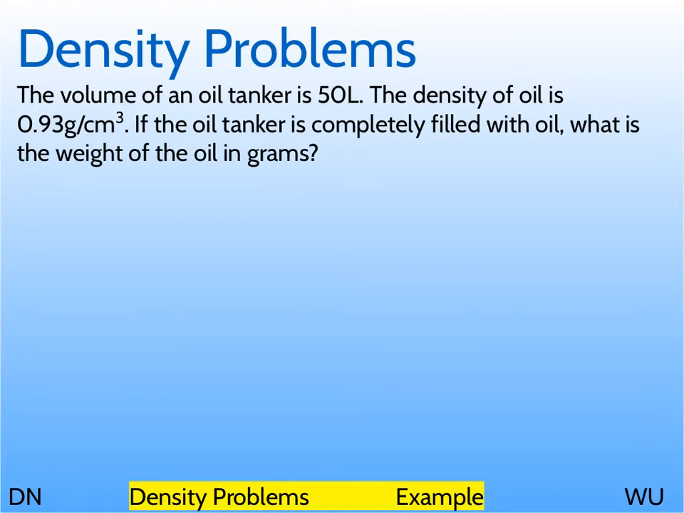So this problem here says the volume of an oil tanker is 50 liters. The density of oil is 0.93 grams per cubic centimeter. And if the oil tanker is completely filled with oil, what is the weight of oil in grams? So, real important here. What we're looking for is the weight of oil, and our answer should be in grams. Now what we're doing is we're starting with liters, and we have a conversion ratio that goes from centimeters cubed to what we're looking for in the end, grams.